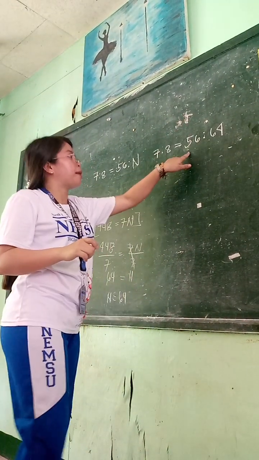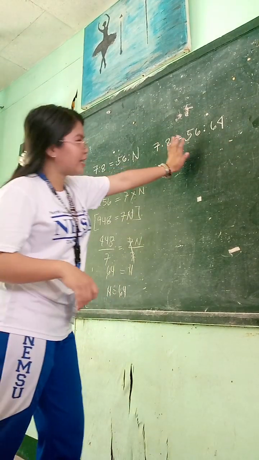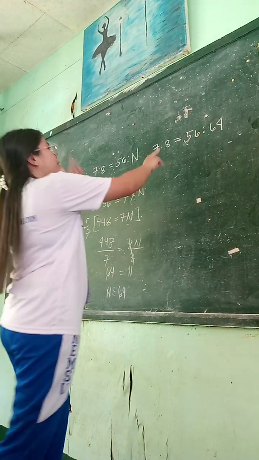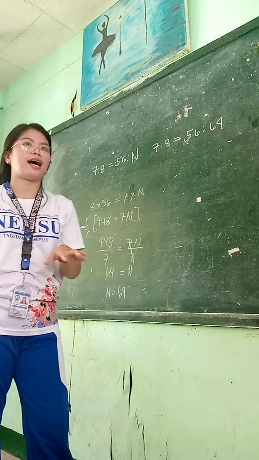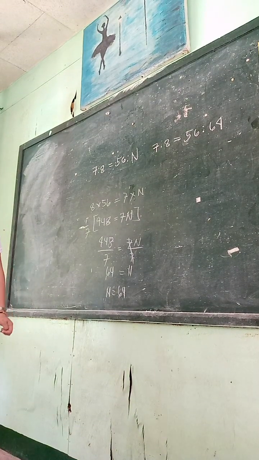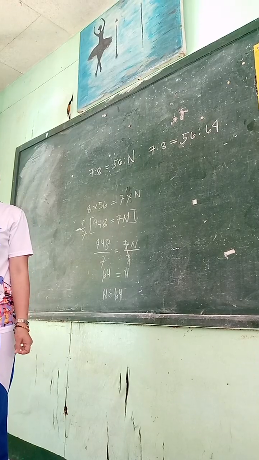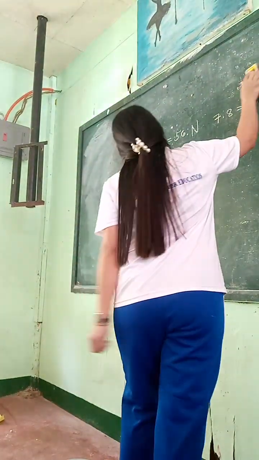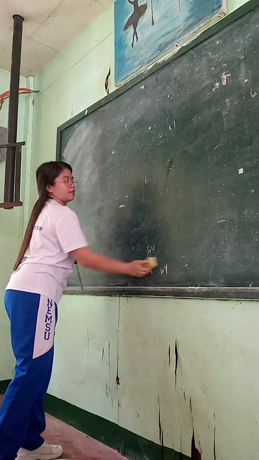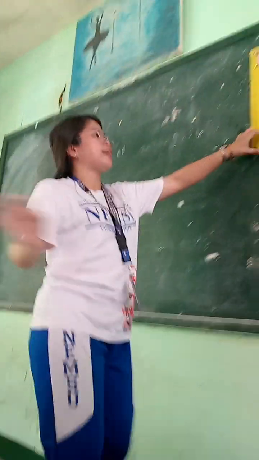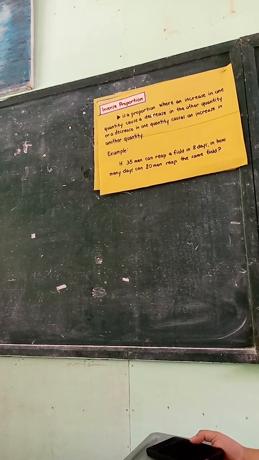It is called direct proportion because the first term increases, and the second term of the second ratio also increases. So now, do you understand, class? Do you have any questions? Now let's move on to the next topic.